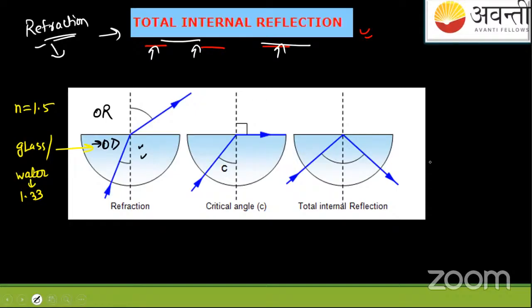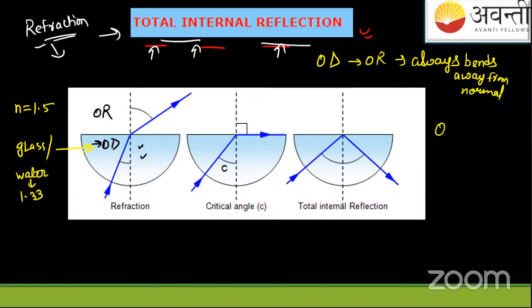I hope it's visible now. Suppose a ray goes from an optically denser medium having higher refractive index to an optically rarer medium. Whenever the ray goes from optically denser to optically rarer medium, it bends away from the normal to both the mediums, the normal to the boundary separating both media. It always bends away from the normal.